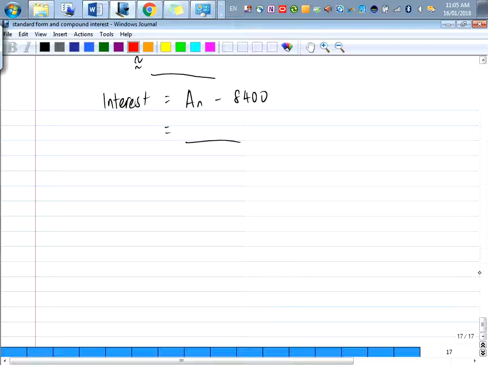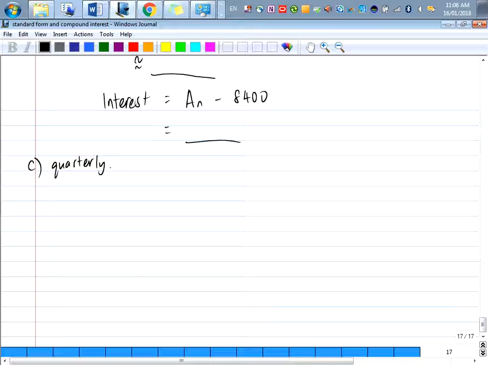Part C. Do you have a part C in your textbook? No, right? Because I'm giving you part C myself. Now it is compounded quarterly. Same question, but now it is compounded quarterly. Do you understand what that means?